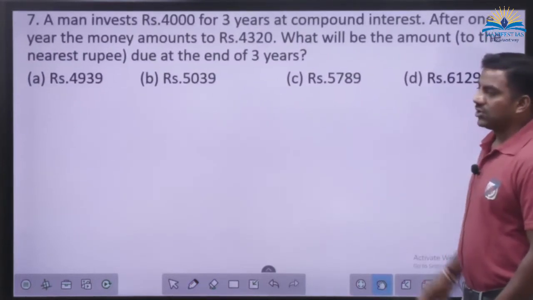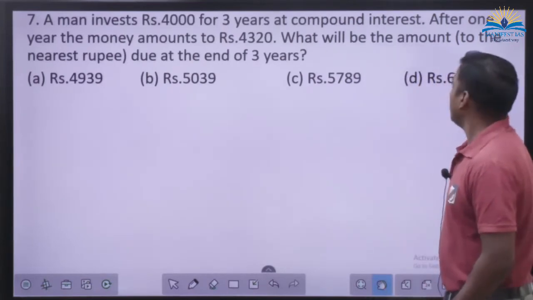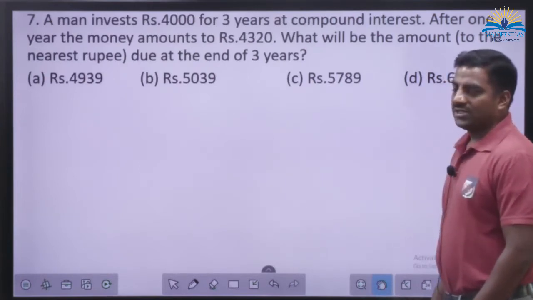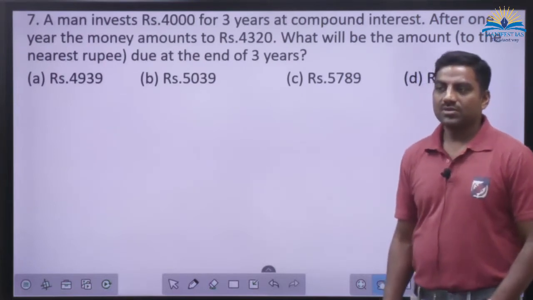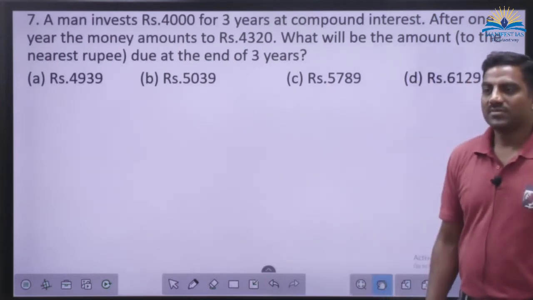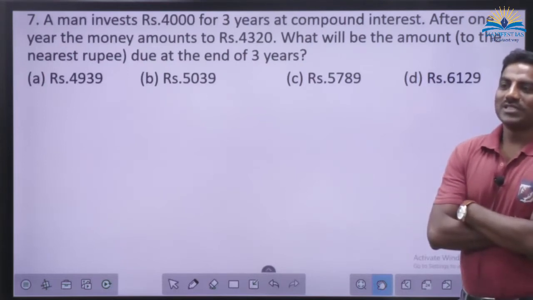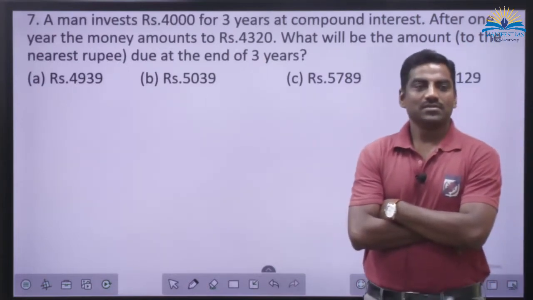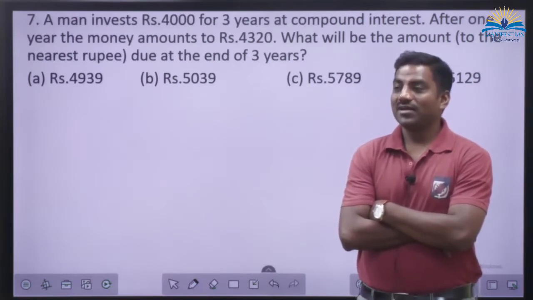A man invests rupees 4,000 for 3 years at compound interest. After 1 year, the money amounts to 4,320. First year, 4,000 he is keeping. So at the end of 1 year, what is his balance? 4,320. What is the rate of interest? 4,000 is becoming 4,320. How much is the extra earning?